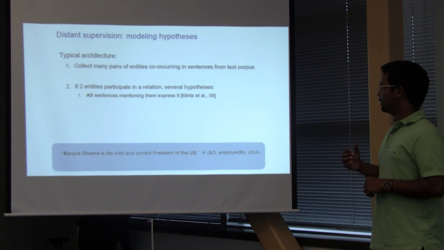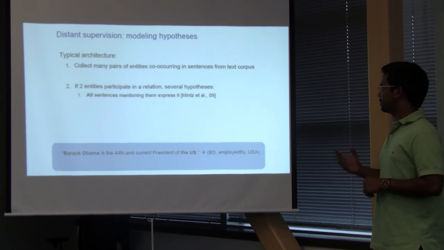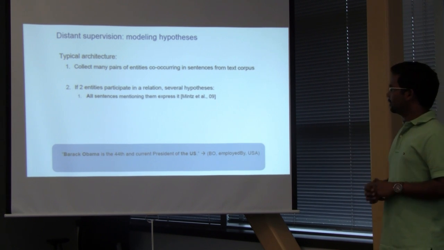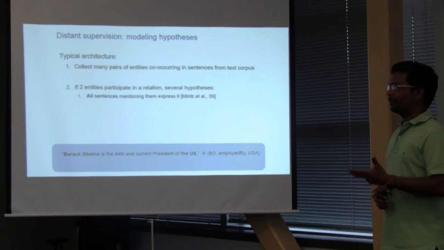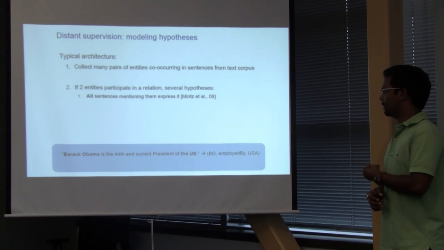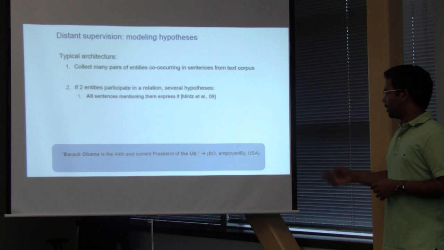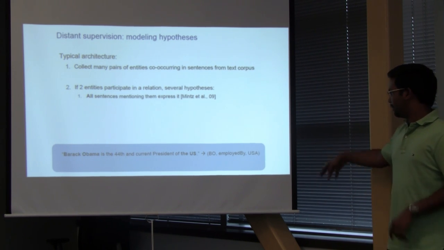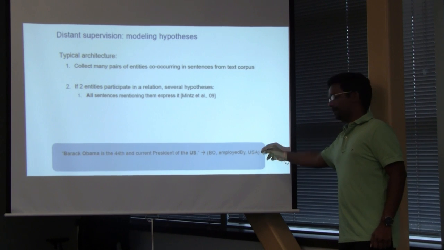If two entities participate in a relation, several hypotheses can be made. One is that all sentences mention them expressing the relation. So all sentences that we come across are mentioning the same relationship, is one hypothesis that we can take. Like Barack Obama is the 44th and the current president of the US, can be inferred as Barack Obama employed by United States of America.